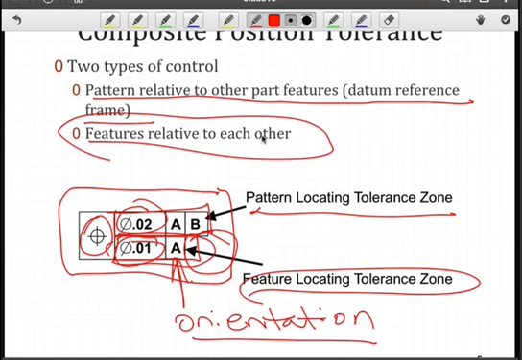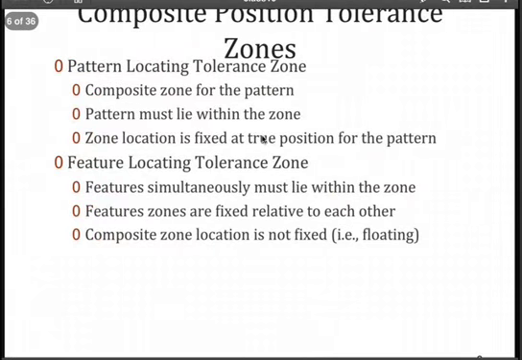So let's think about our composite tolerance. What is the net impact of that? Again, the top one, the pattern locating tolerance zone, we're going to have a set of zones, and so we have this zone pattern. The pattern must lie within the zone, the entire pattern. And this is the primary difference between this and the feature locating tolerance zone. That zone location is fixed at true position.